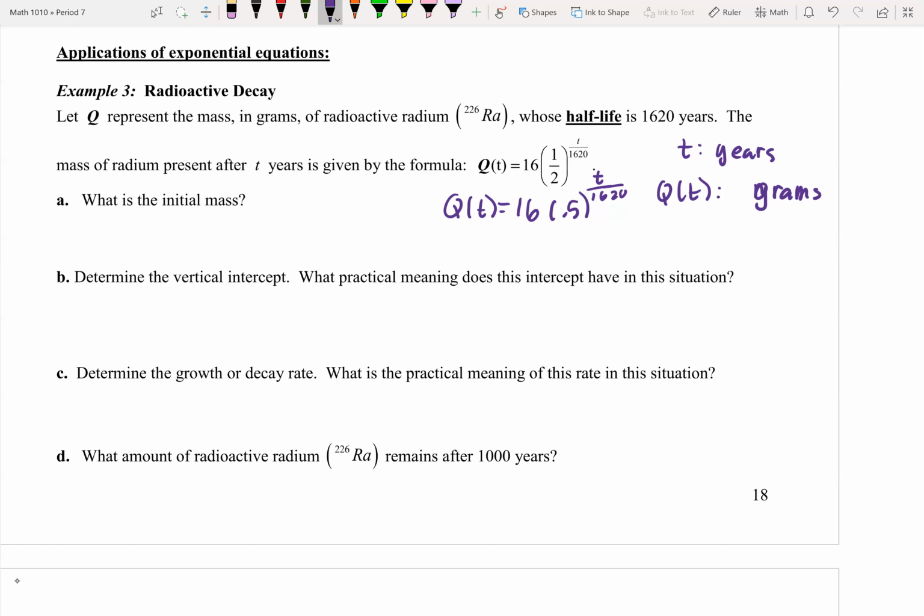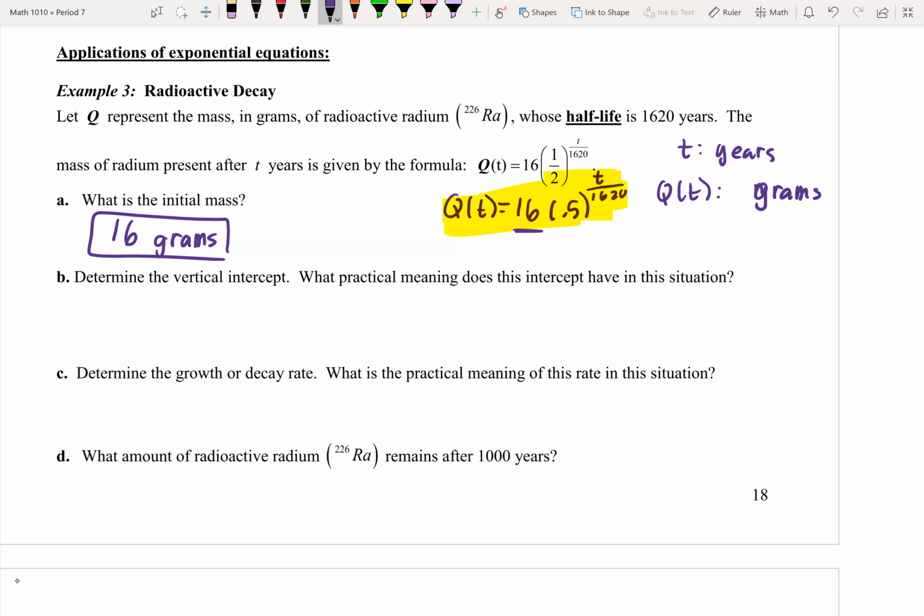What is the initial mass? Look at the question. Look at the equation. We've done this about 2 or 3 lessons ago. What's the initial mass? Do you know? It is 16. Yes. It's this number right here. This is exponential growth or decay, and the beginning value is always at the beginning. So that is 16, and that would be grams. Now, I know we don't need to do this, but we're going to continue on part A.